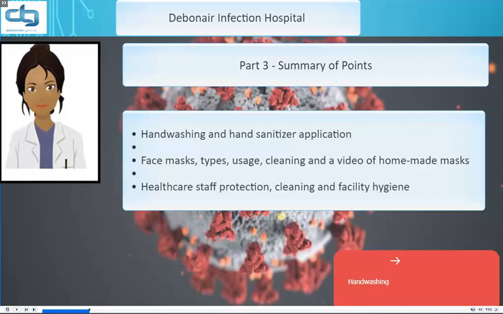The points we will cover in this part are: hand washing and hand sanitizer application, face masks, types, usage, cleaning and a video demo of homemade masks, healthcare staff protection, cleaning and facility hygiene. Click the red button below to continue.